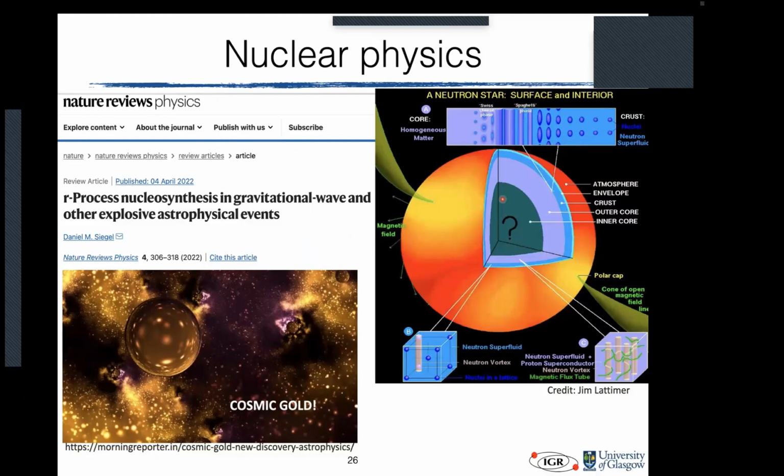So from looking at the gravitational waves and the stuff that comes out afterwards, we can learn something about the neutron star equation of state. The stuff that comes out afterwards, the ejecta, goes through this process called the r-process, rapid nucleosynthesis.